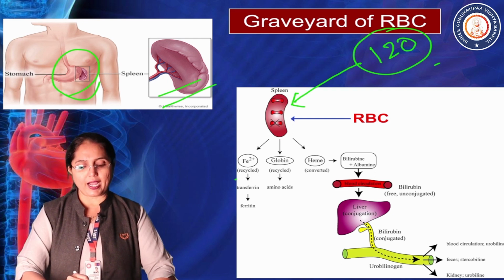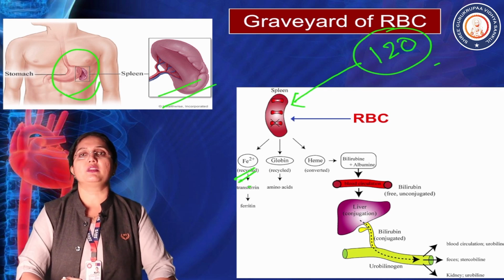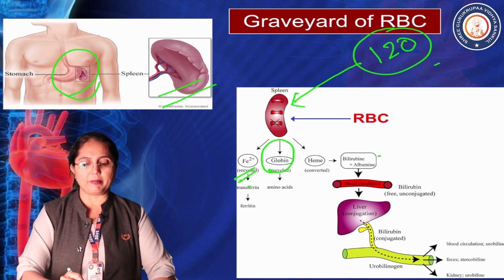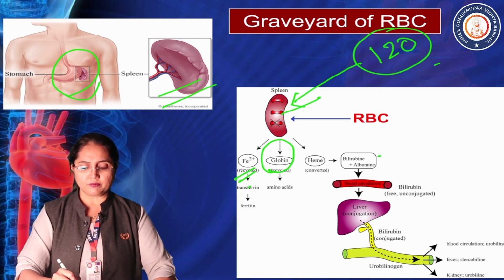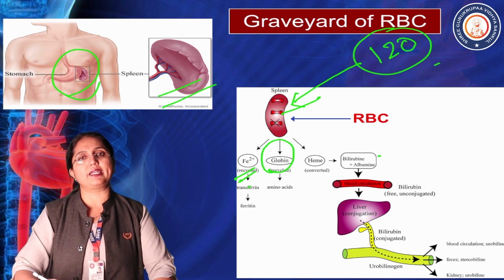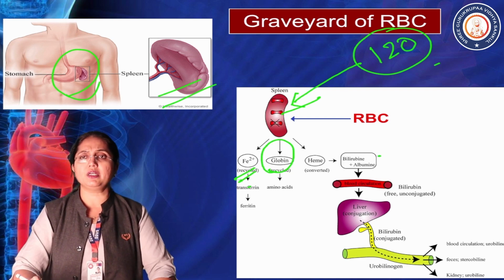Whatever the iron molecules, you can say the hemoglobin has iron in a maximum amount. That's why only the hemoglobin looks red. Then there is the globin component, and the bile component. So all these components are dissolved here in the spleen, and the spleen will put all those dead RBCs, or you can say the dead bodies of RBCs, into the large intestine.